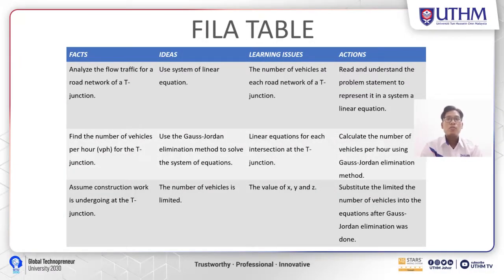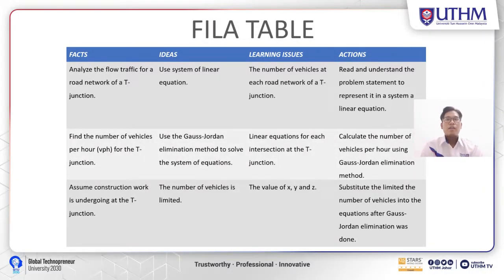For fact number 2, find the number of vehicles per hour, VPH, for the T-junction. The idea is to use the Gauss-Jordan elimination method to solve the system of equations. The learning issue for this fact is the linear equations for each intersection and the T-junction. In the action, we calculate the number of vehicles per hour using the Gauss-Jordan elimination method.